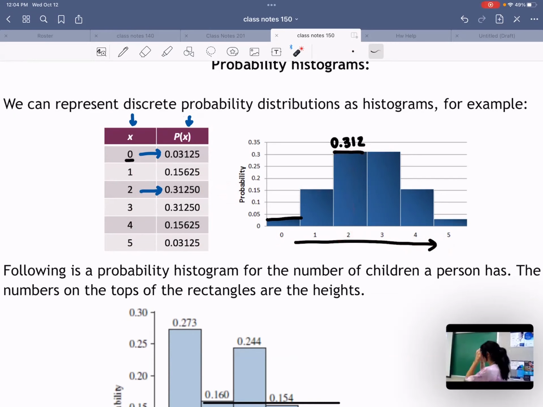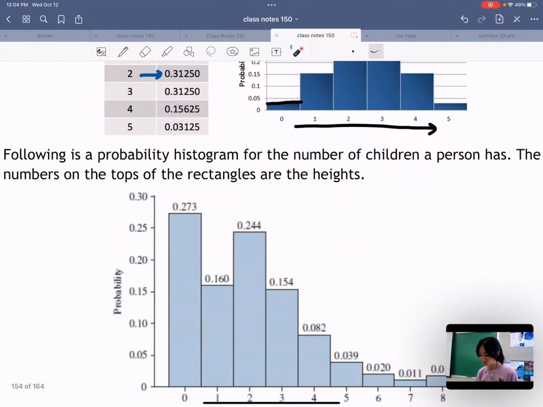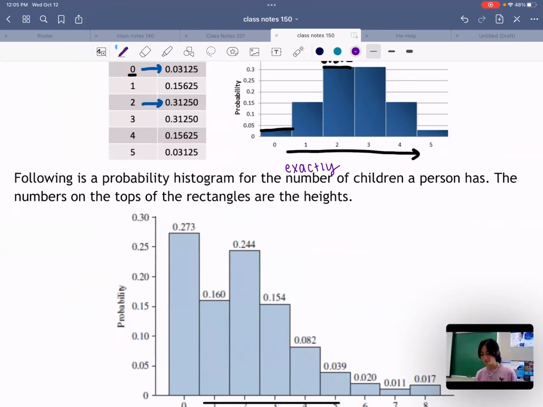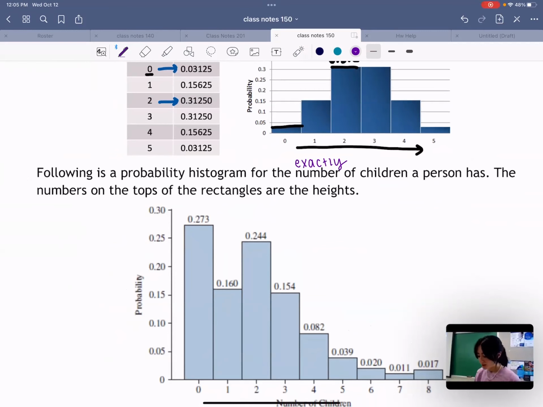Let's see how we can actually answer questions using our probability histogram. Here we have a probability histogram, and it describes the number of children a person has. Now, I do want to modify this question a little bit, and I'm going to change this into exactly the number of children a person has. So if a person has exactly 0 children, or exactly 1, or exactly 2. Before we even go into this, is the exact number of children a person has mutually exclusive or not mutually exclusive? What do you guys think?